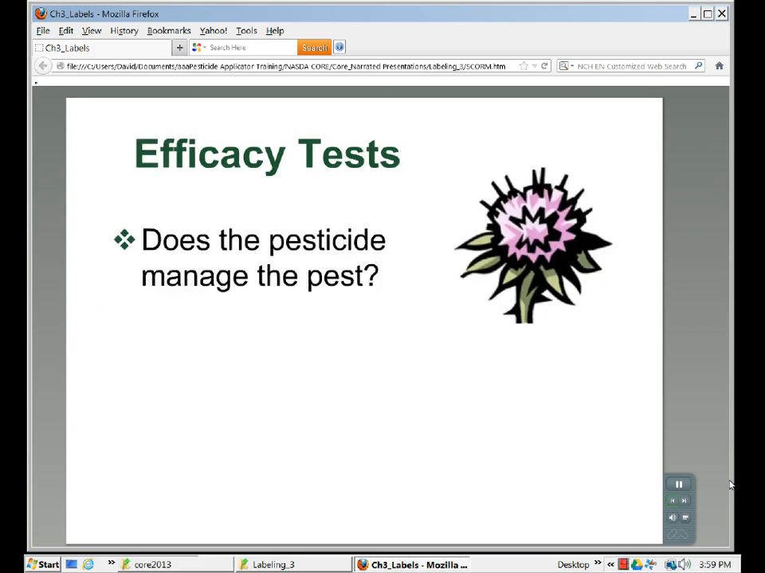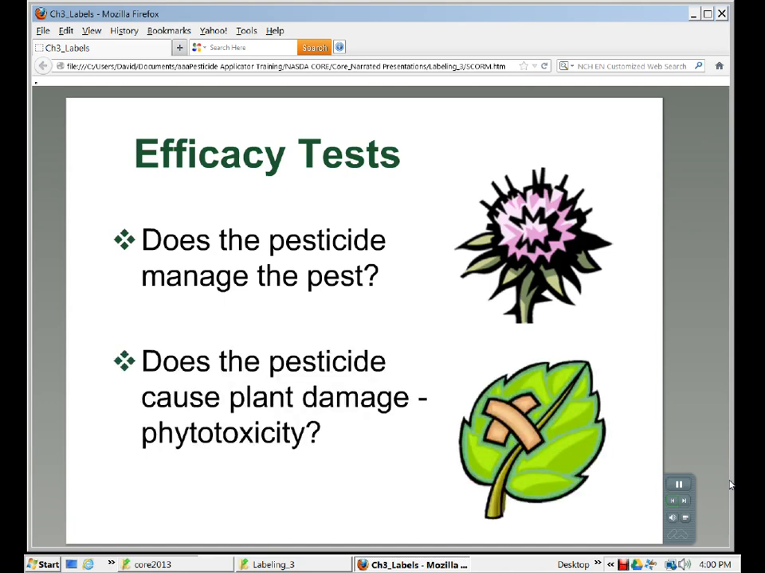Efficacy tests are conducted to determine how well the pesticide manages the target pest under laboratory, field, and possibly greenhouse conditions. EPA only reviews efficacy data for antimicrobials and termiticides. The rate and timing of application is identified during these trials. Plant damage can sometimes result from insecticide and fungicide applications, particularly with emulsifiable concentrates under slow drying conditions. The pesticide must be evaluated for its ability to cause plant damage. Labels use the term phytotoxicity to mean plant injury or damage.